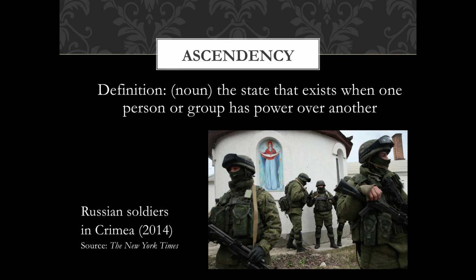And then your second to last word is ascendancy. Ascendancy is a noun, and it is the state that exists when one person or group has power over another. And this word is very relevant to our novel with the French Revolution, with the monarchs having a lot of control and power over the French people and the French people wanting a voice in their government and what is happening.